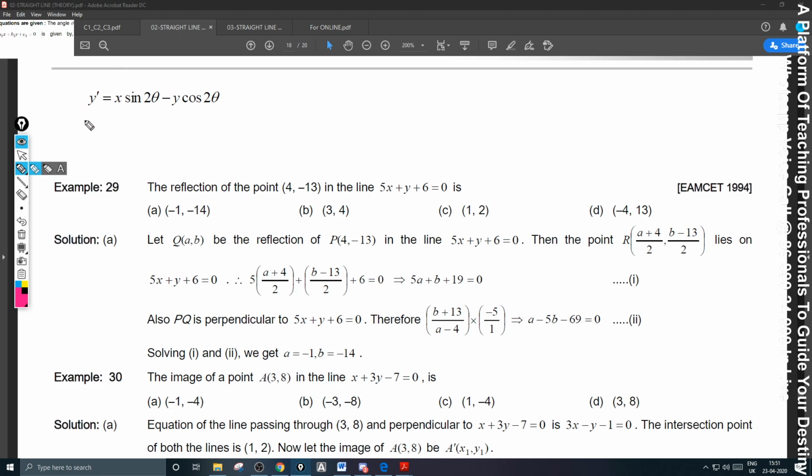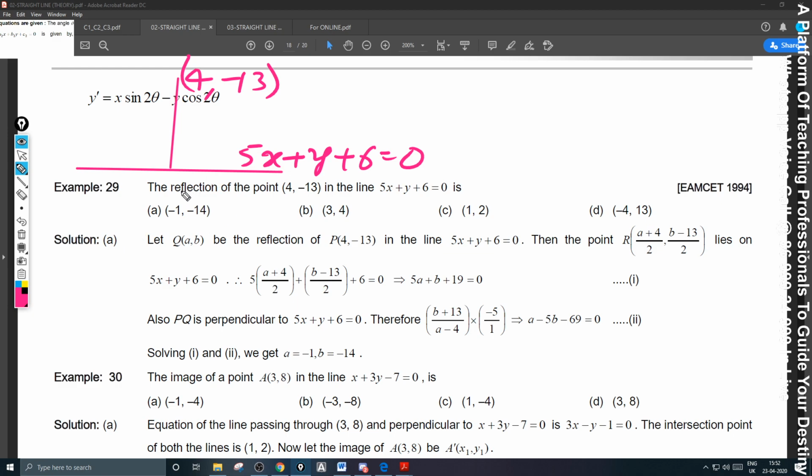What is the point given? (4, -13). The line is given to be 5x + y + 6 = 0. I am entering the data, and this is the perpendicular. Now I am working it out.